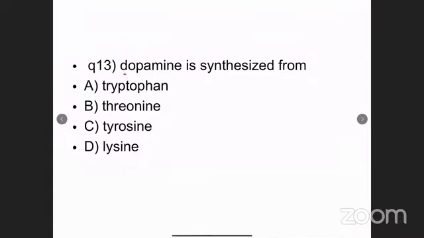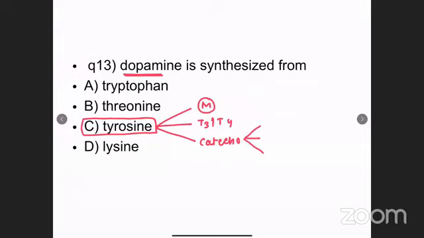Okay. Dopamine is synthesized from which amino acid? Tryptophan, threonine, tyrosine, lysine. Yes, today only we have discussed. Tyrosine is required to produce 3 special molecules: melanin, T3, T4, and the catecholamines. The examples of catecholamines that we have discussed were dopamine, norepinephrine, and epinephrine. So dopamine is synthesized from which amino acid? It is the tyrosine.